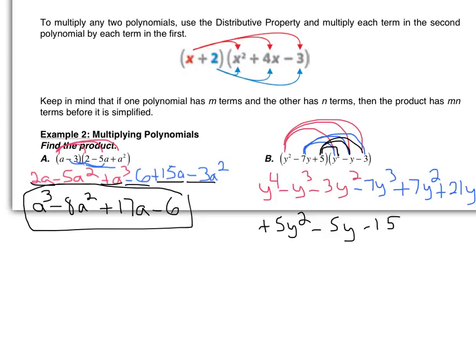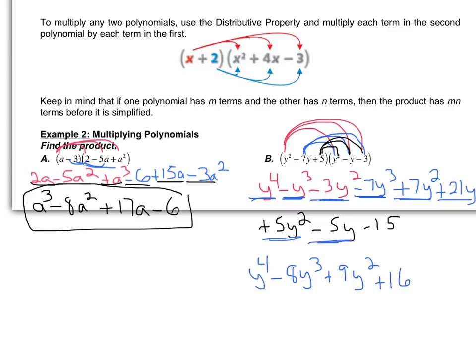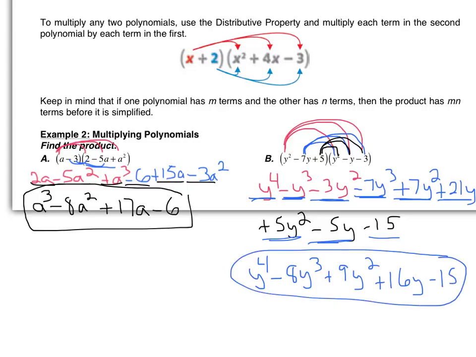Then I'm going to combine like terms and get my standard form. So if I look at what I've got, y to the 4th is my largest exponent. And then I have negative y cubed minus 7y cubed is negative 8y cubed. And then I have negative 3y squared plus 7, so that's 4y squared plus 5, and that's 9y squared. And then I have 21y minus 5y is 16y, and then minus 15. So there it is in standard form.